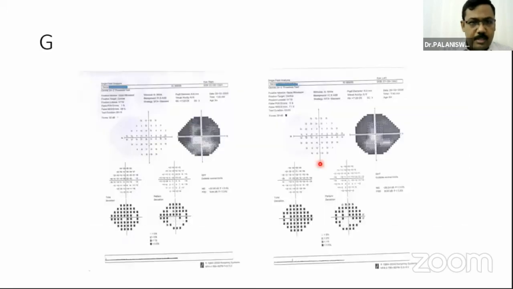And this is my last example. The indices are not reliable, extremely depressed, a lot of depressed points superior and inferiorly, GST outside normal limits, PSD has been flagged. Here again, the false negative is 71%. In this, it was 28%, very high. Grossly depressed fields, GST outside normal limits, PSD is also flagged.